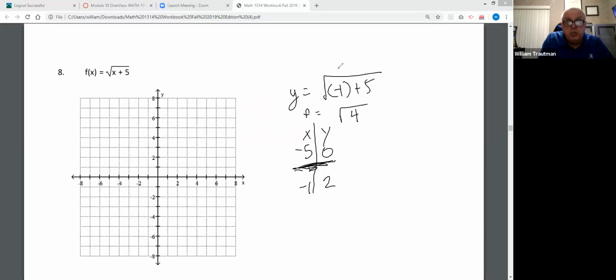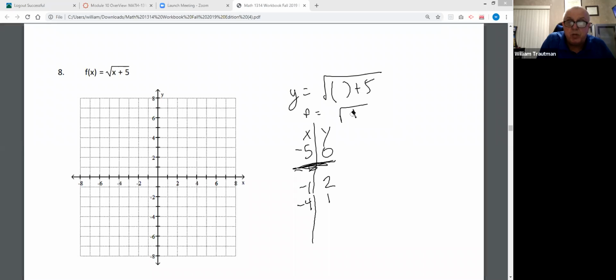I'm also going to use another number. Let's see what else I can put in here. I'm trying to pick numbers that are easy square roots. If I make this 1, the square root of 1 is 1. So if I put a negative 4 in here, negative 4 plus 5 is 1, and the square root of 1 equals 1.